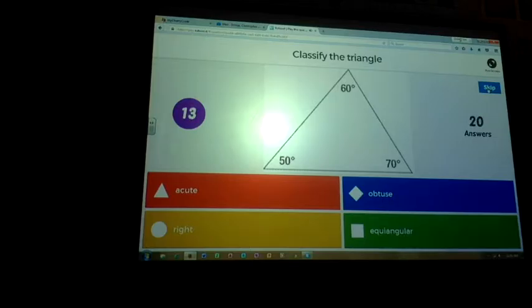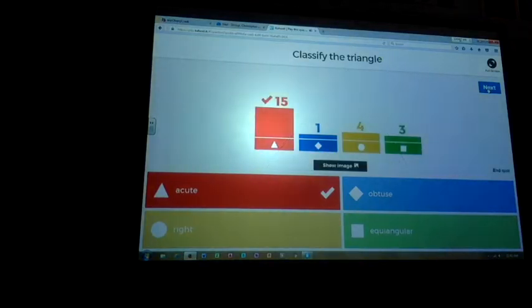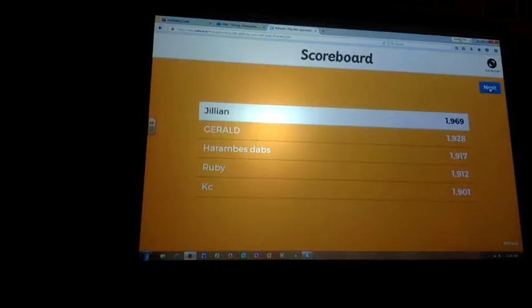What the heck? Oh, yeah. 3 people guessed equiangular. Oh, yes! Third place, baby! Watch this. Look. Third place. Oh, Jillian's still up there. You see? All right, should we go?